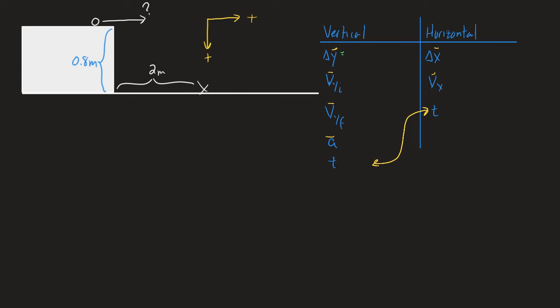Look, delta y is going to be the change in height of the object. Where did it end up compared to where did it start? This object started on the table and ends on the floor. It is 0.8 meters below where it started.